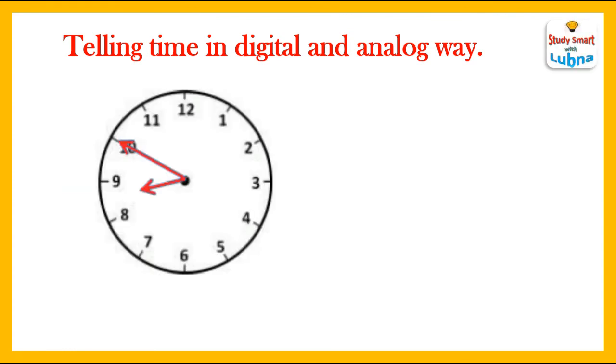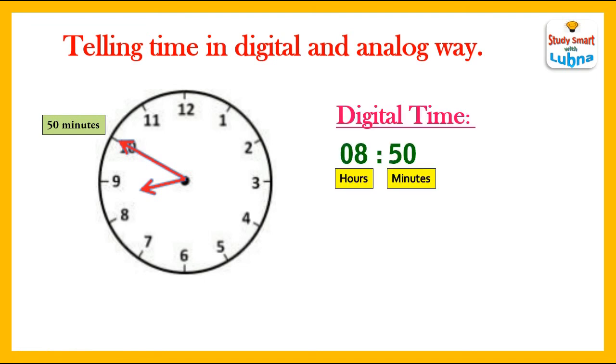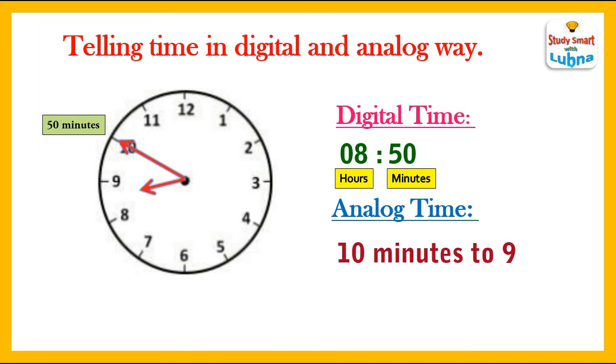In this clock you can see that the hour hand is slightly above 8. Right now the hours are 8 and the big hand, the minute hand is at 10. That means 50 minutes. So the digital time is 8 hours and 50 minutes and the analog time is 10 minutes to 9.